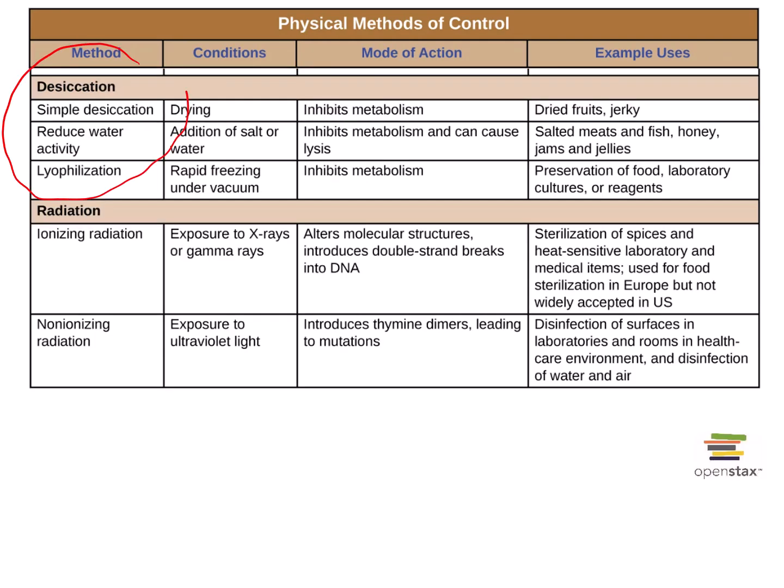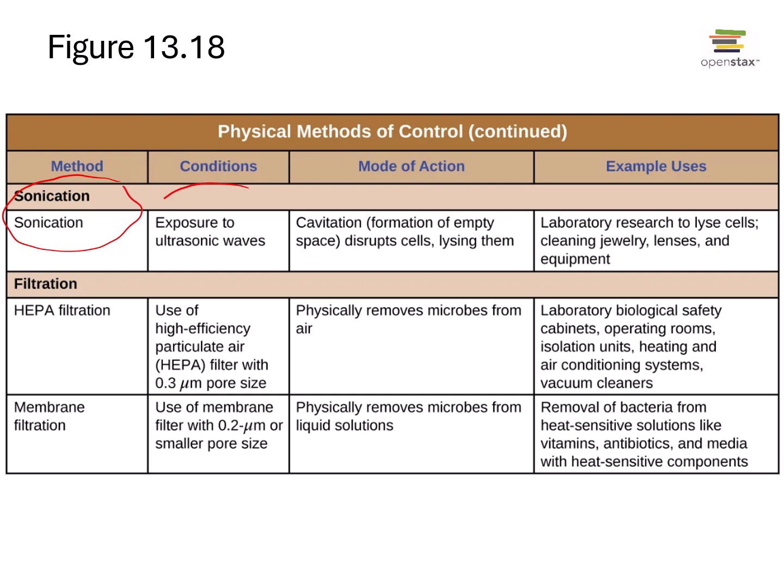We also had desiccation methods where we're drying out or removing water to lower water activity to inhibit metabolism, but these are often static because if you reintroduce water, the cells might metabolize once more. And then we just looked at radiation as well. We had ionizing or non-ionizing radiation. We also have sonication where you're exposing the substance to ultrasonic waves. You might have seen videos online of people cleaning their jewelry using these high vibrations. These cause lysis of cells. And we just saw filtration as well. We had HEPA filters with 0.3 micrometer sizes or membrane filters with 0.2 micrometer sizes.